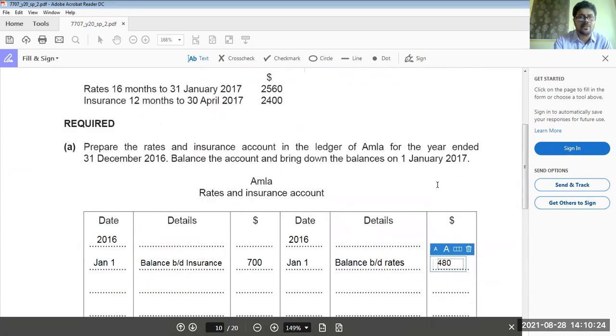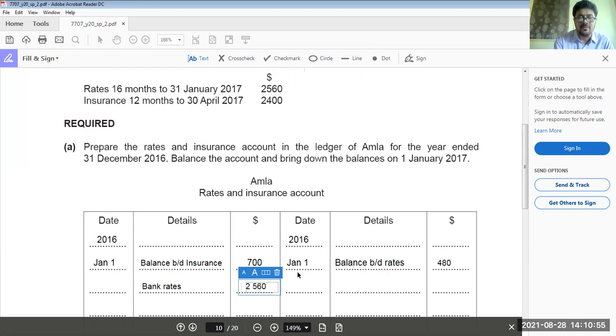Okay. Now paid for the month. Here bank payment for insurance. Sorry. First we'll take rates. Okay. Bank payment for rates. How much? 2,560. It's payment for 16 months. 2,560 divided by 16, 160 per month.